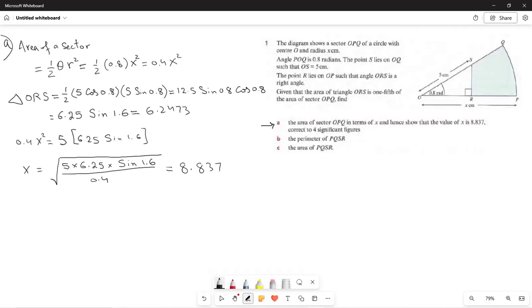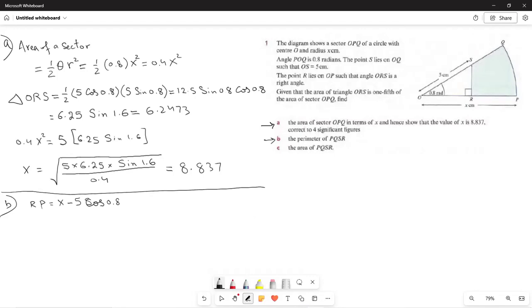Now, part B: we need to find the perimeter of the shaded area PQSR. This is easy. I will start from, let's say, RP. RP is simply x, which is the total length, minus OR, and OR is 5 times cosine of 0.8. I hope it's clear.